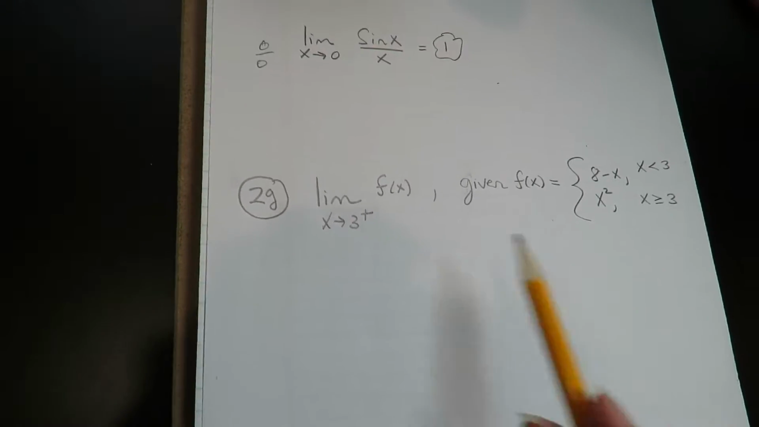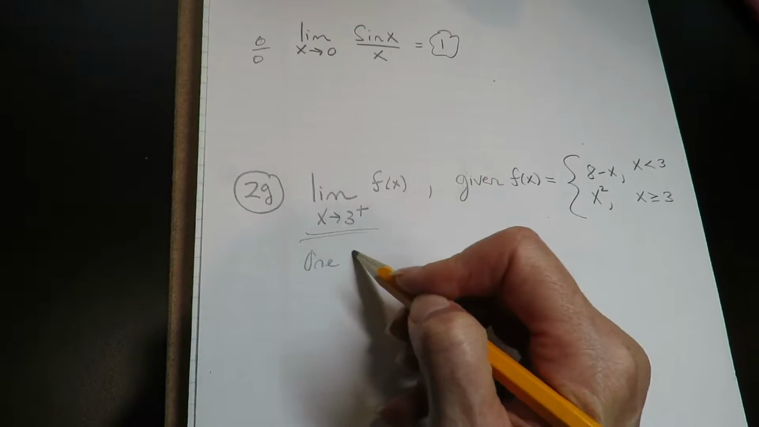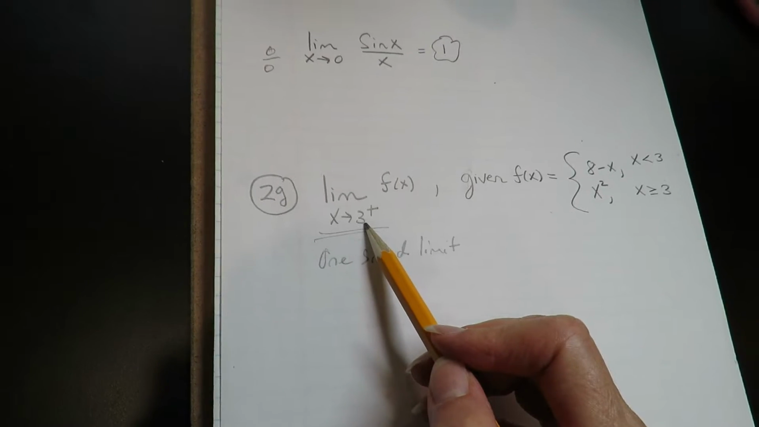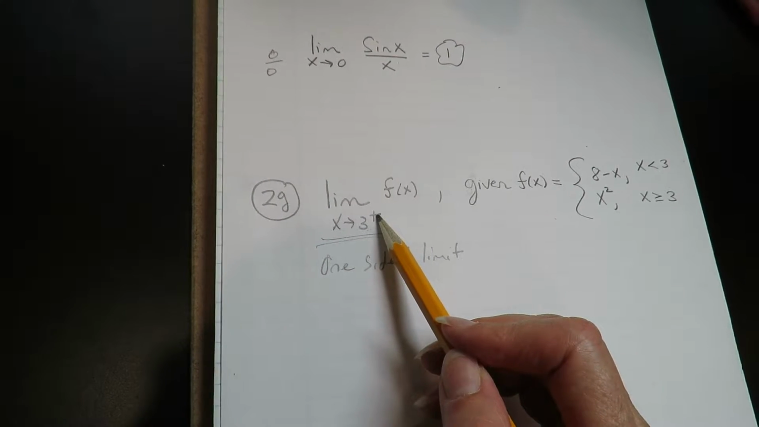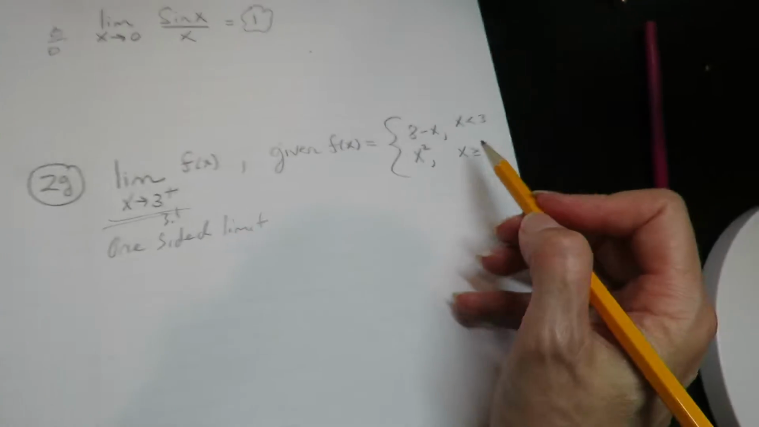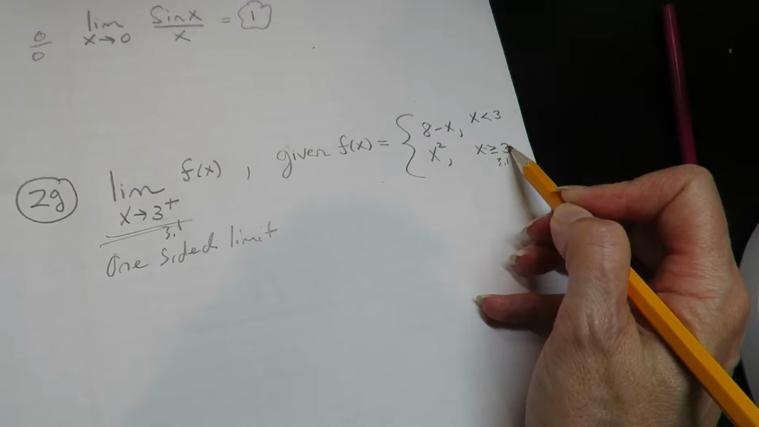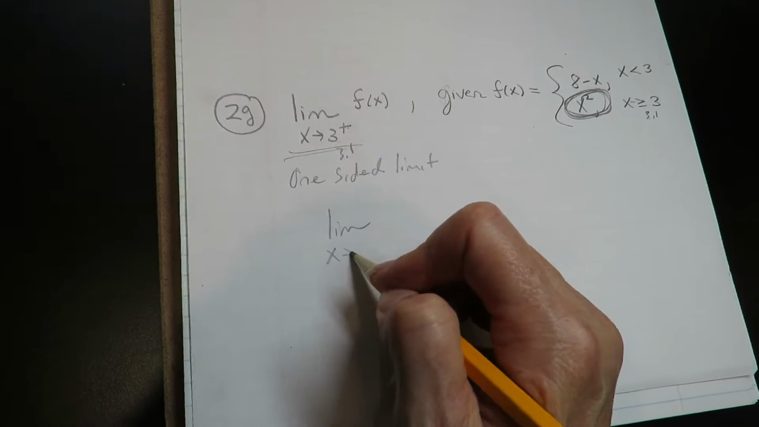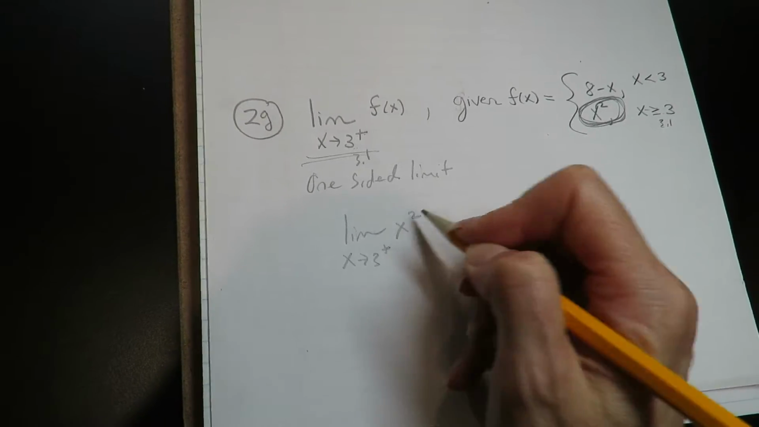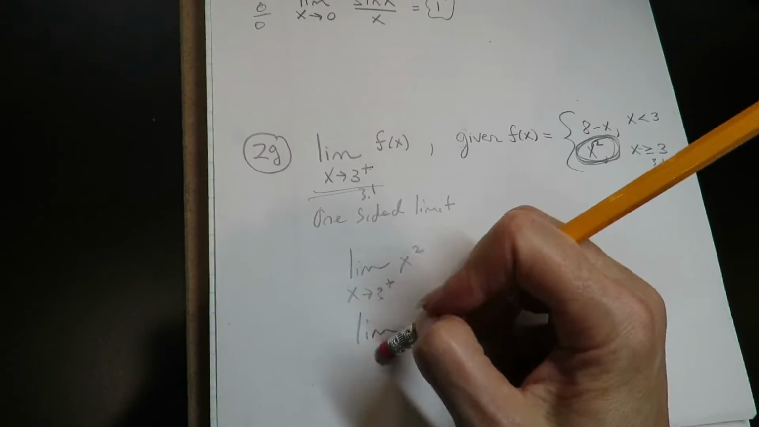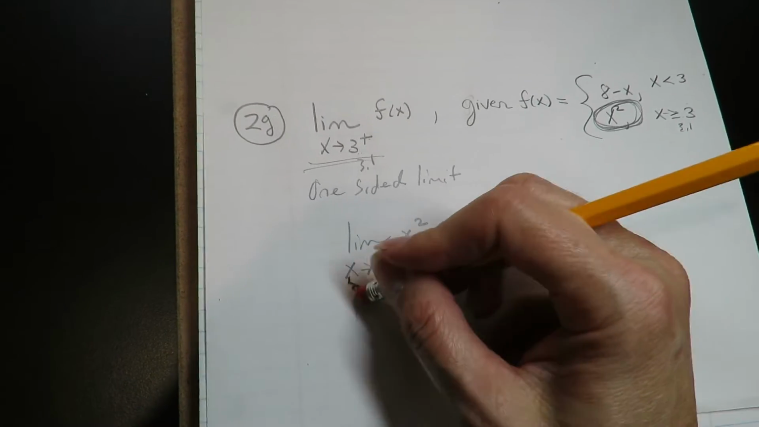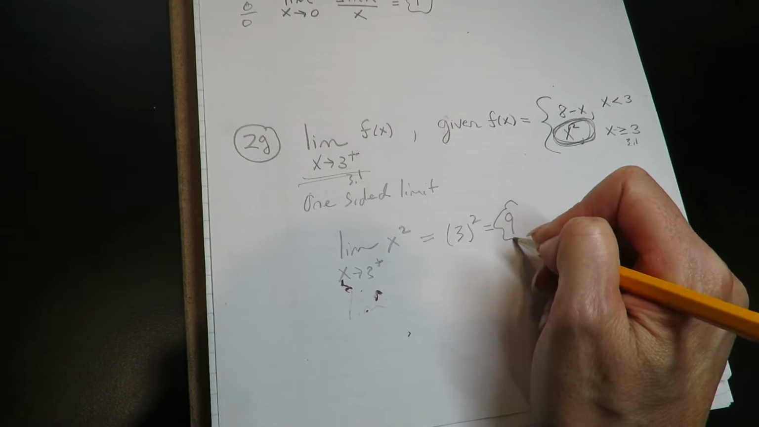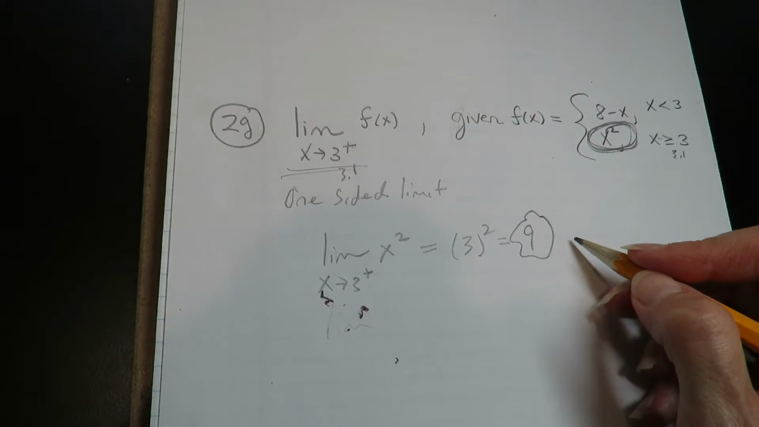Okay, for 2G, this is just a one-sided limit. So the one-sided limit, you're just going where you're bigger than 3, things like 3.1. Things like 3.1 are things that are bigger than 3, so you would just use this function. So you would do the limit as x goes to 3 from the right of x squared. That would give you 3 quantity squared, which is 9. Okay, so the answer to this one was 9.